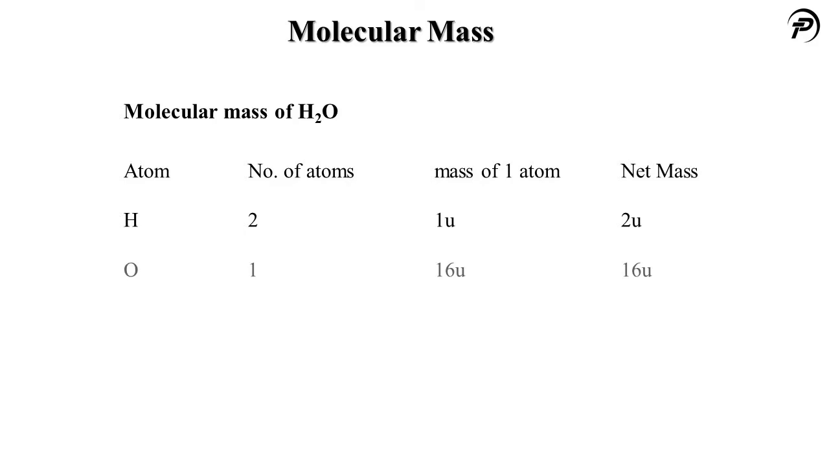The mass of oxygen is 16 and the total number of oxygen atoms in the molecule is 1. Hence, the total mass of oxygen in the molecule is 16. That's how the net mass of the H2O molecule will be 16 plus 2, which is equal to 18.